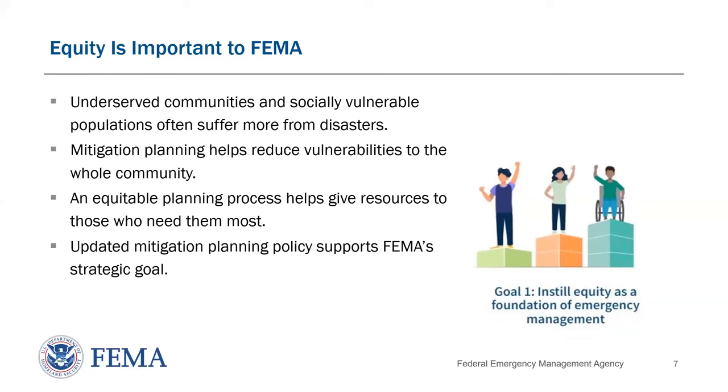FEMA is also advancing this goal through its 2022 Equity Action Plan, developed to address Executive Order 13985. As part of this, FEMA is providing direct support to underserved communities to invest in resilience through the Building Resilient Infrastructure in Communities, the BRIC grant program. States, local communities, tribes, and territories may use this grant for mitigation planning, adoption and enforcement of building codes and standards, project scoping, and small-scale mitigation projects.